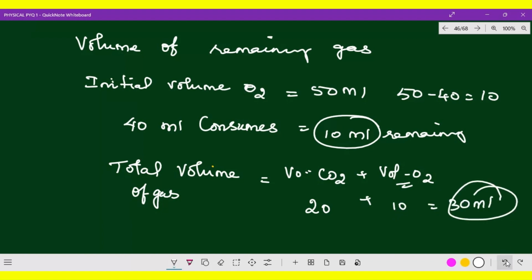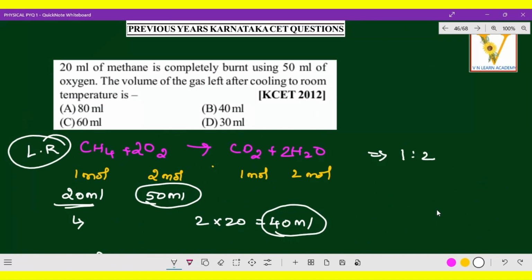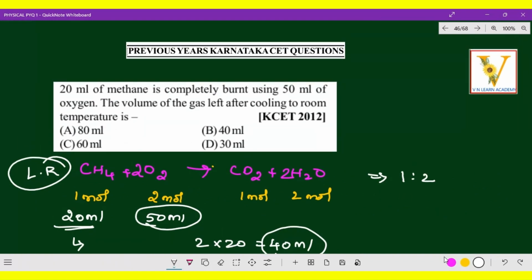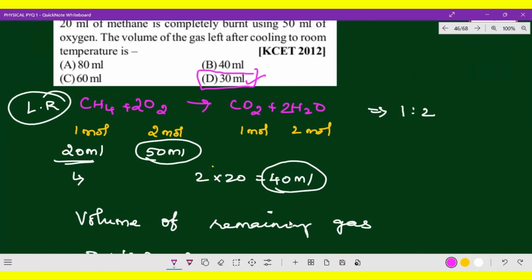So the gas left after cooling to room temperature, what is the answer? It is 30 ml. D is the correct option. I hope you got the clarity. As you write the equation, you will come to know the idea of how to deal with this question. Come on, let's go to the next question.